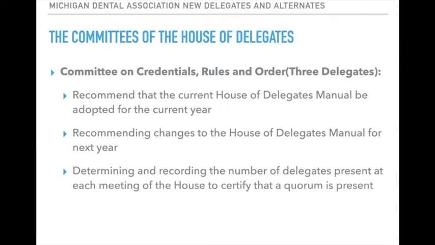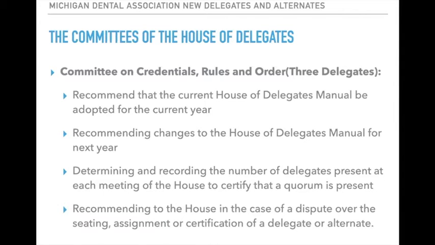Also, they determine and record the number of delegates present at each meeting to certify that a quorum is present. Now, as you can understand, when we're doing it virtually, we are counting this in a different manner. We will have our committee chair available to certify that a quorum is present. That will always take place at the beginning of both days' meetings because we need to certify a quorum is present so that we have valid voting taking place during that meeting.